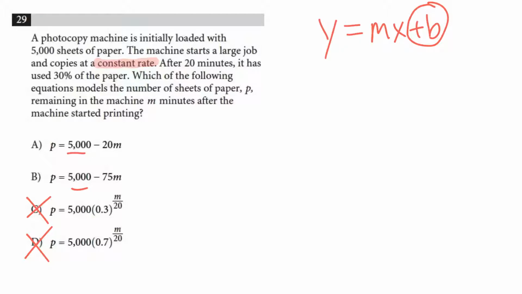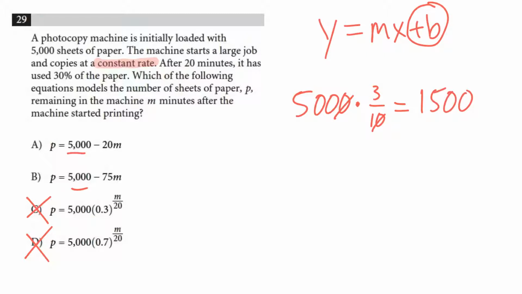So after 20 minutes, it has used 30% of the paper. Well, what is 30% of 5,000? Well, it's 5,000 times 0.3, or better yet, 5,000 times 3/10. Okay, well, we can divide top and bottom by 10. We'll get 3 over 10, or 3 over 1. And then 3 times 500 is 1,500.